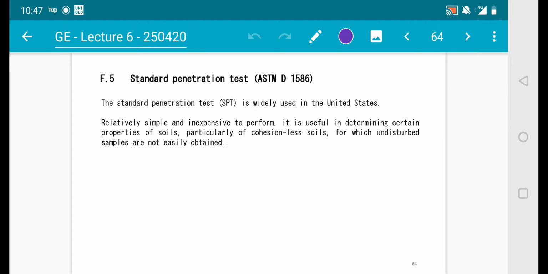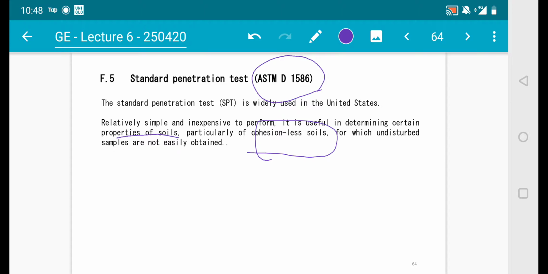Penetration, you understand, means penetrating into the soil, and again it takes a number of blows, and the number of blows corresponds to the stiffness of the soil. This SPT is widely used in the United States. You can refer to more of the procedure and details in the standard, ASTM D1586. It's relatively simple and inexpensive to perform. It is useful in determining certain properties of soil, particularly cohesionless soils for which undisturbed samples are not easily obtained.